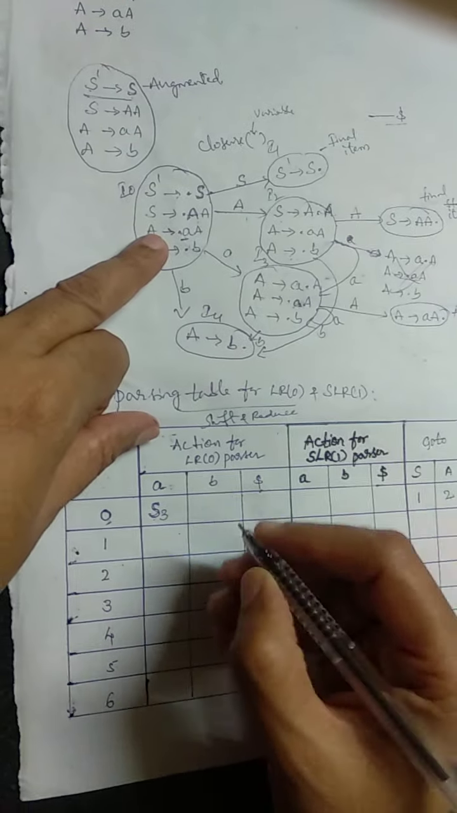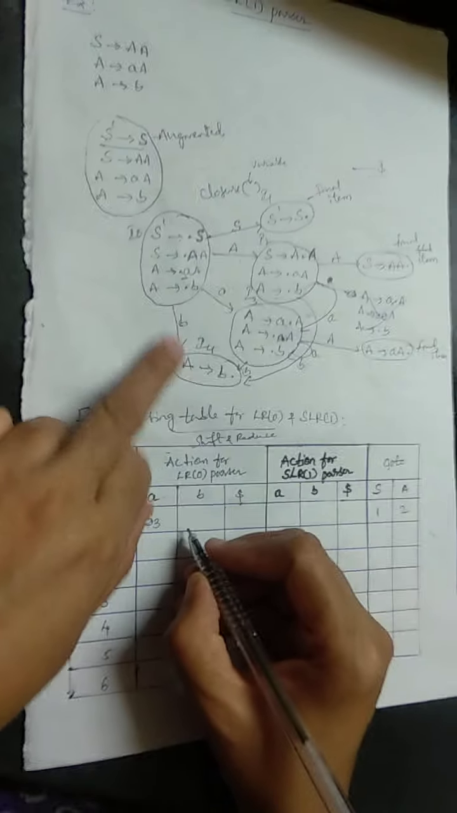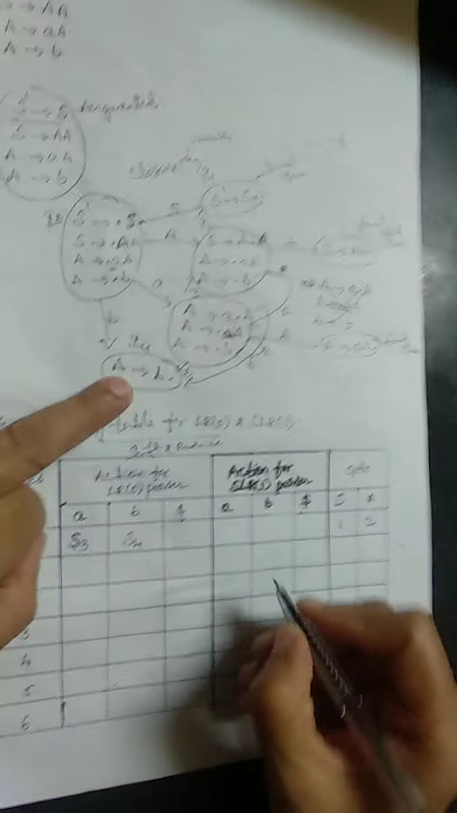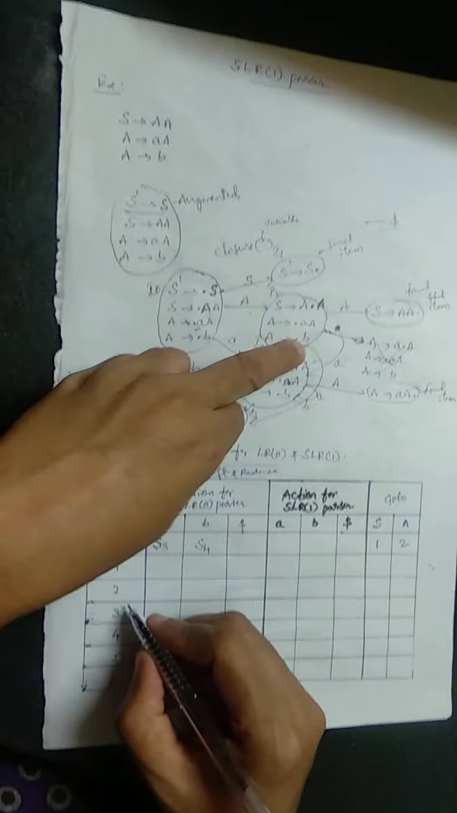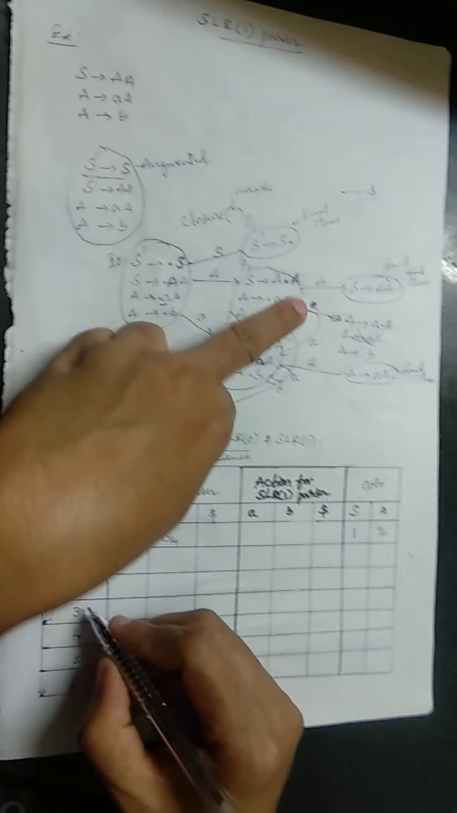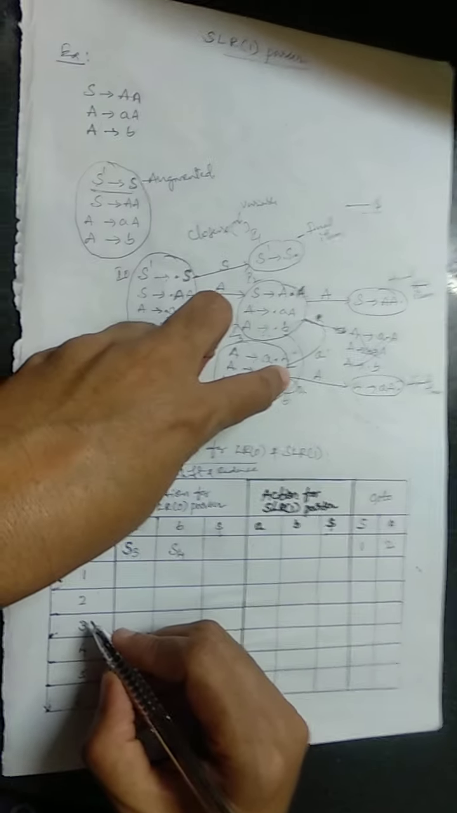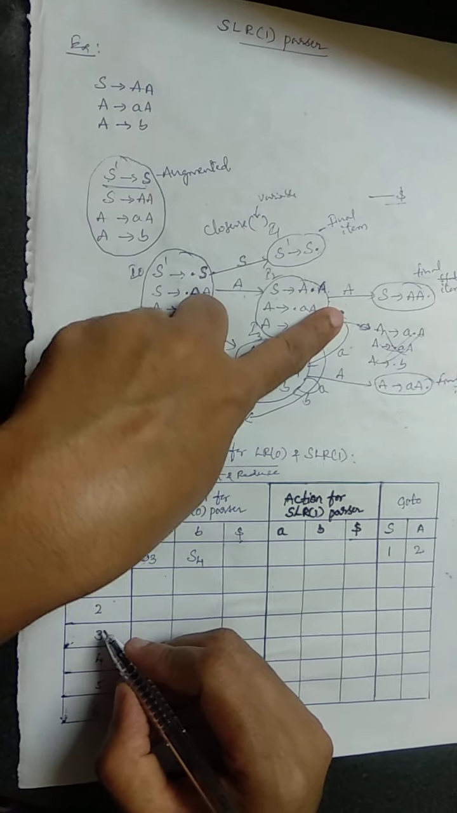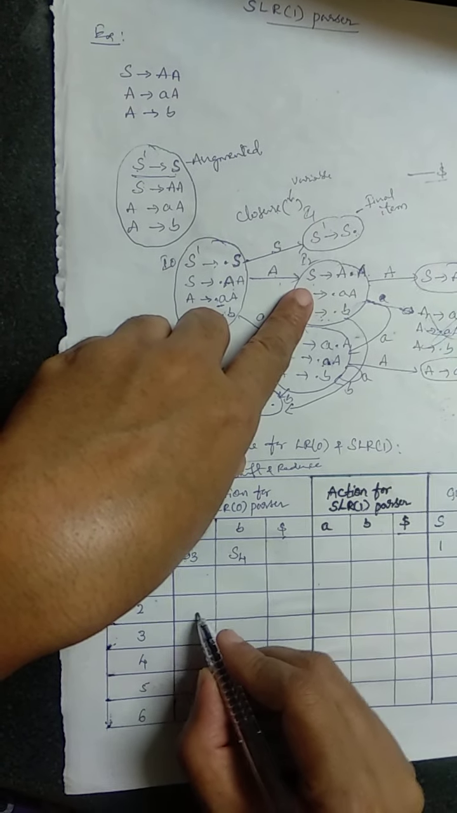Okay. And next, on input symbol B, where is it going? Going to the state I4, right? Shift 4. Then come to the state I1. Let me take I2 first. How many transitions does I2 have? I2 has 3 transitions: 2 transitions on input terminals and 1 transition on a variable. So that is the state I2.